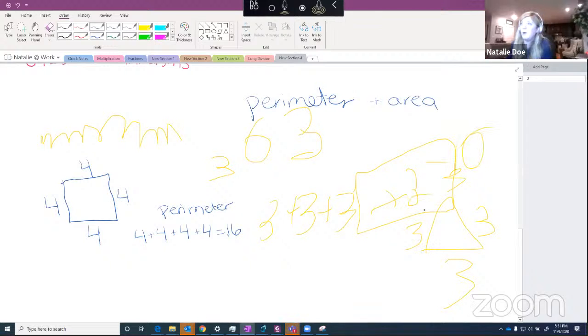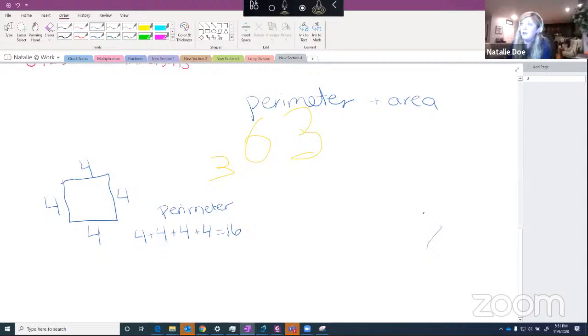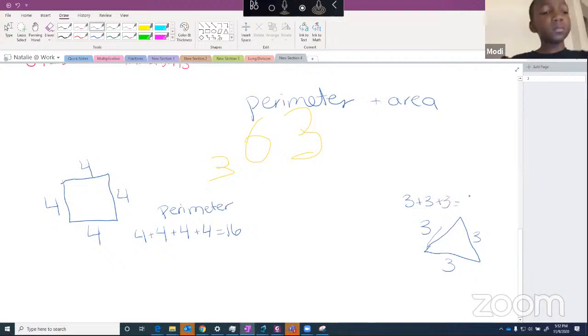Well, for that first one, that was a triangle, Esther. So we're only adding the lengths of the sides. So if you're doing a triangle, you only have 3 sides, right? So if they're all 3, then this one would be 3 plus 3 plus 3. So then that would be 9, right?